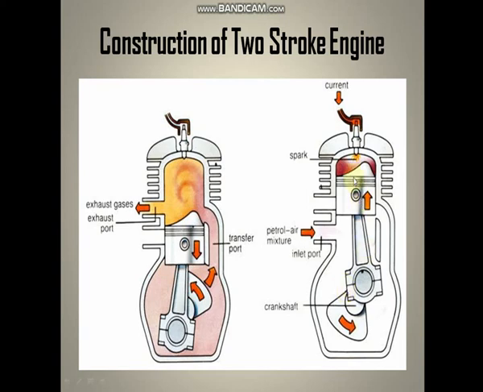And also during this movement of the piston from bottom dead center to top dead center, the air fuel mixture which has entered into the combustion chamber through this transfer port will be compressed heavily.